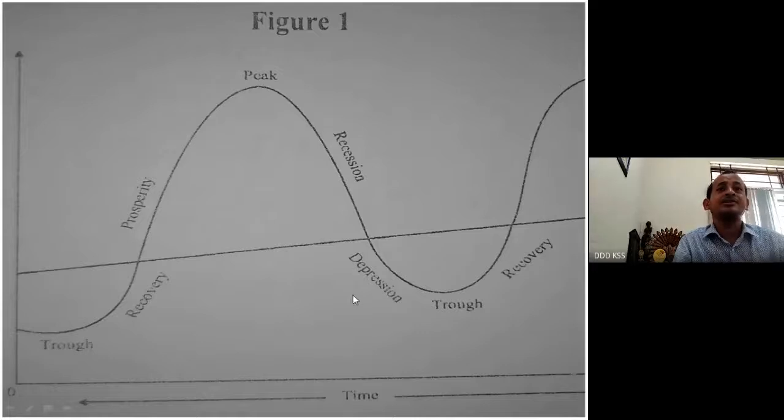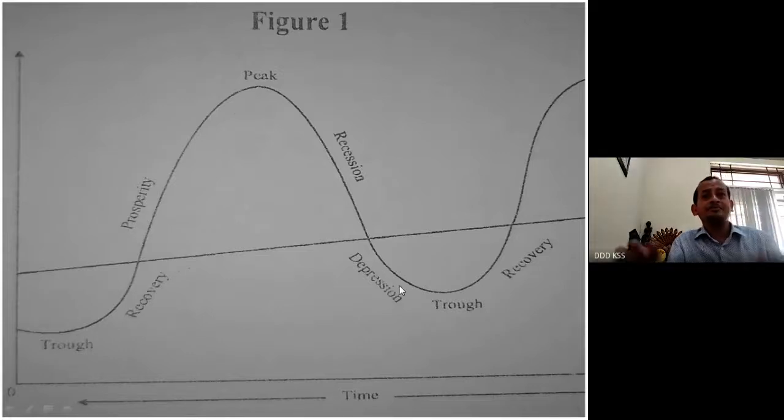Then depression. Depression is the extreme level of bad trade. Here you can define the business cycle, like what is said in the definition, that a business or trade cycle is the alternate period of good and bad trade. Good trade means prosperity, then bad trade is recession and depression. In the recovery stage, good trade starts. So it is an alternate period of prosperity and depression. This also we can see.